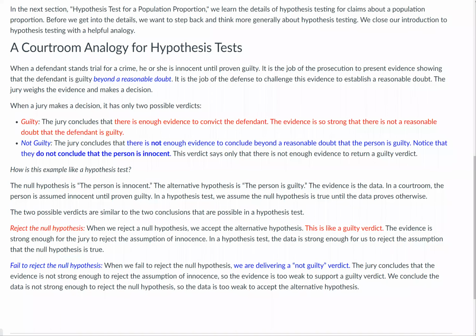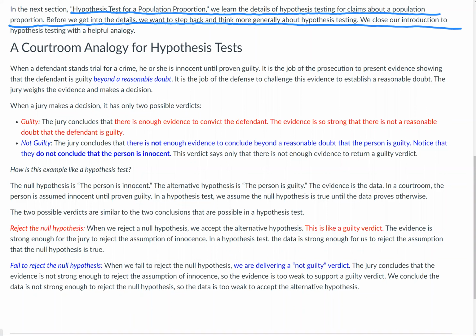In the next section, titled Hypothesis Test for a Population Proportion, we learn the details of hypothesis testing for claims about a population proportion. Before we get into the details, we want to step back and think more generally about hypothesis testing. We close our introduction to hypothesis testing with a helpful analogy, a courtroom analogy for hypothesis testing.